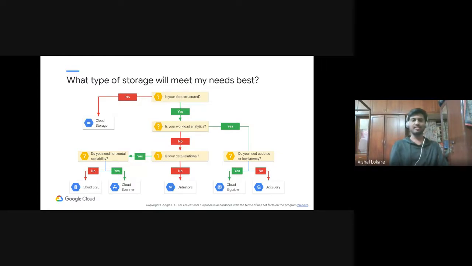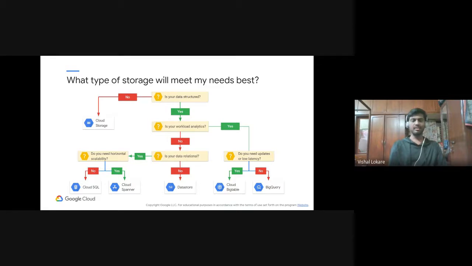Then if it doesn't fall under workload analytics, you have to make a decision: is it relational or not? If it's not, then the only option you have is Datastore. And Datastore is actually now called the Realtime Database on Firebase. So this is actually the old term.